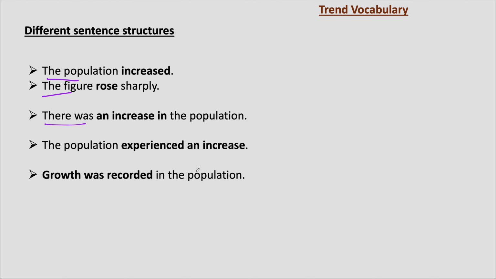We can also use phrases like experienced an increase. Instead of saying the population increased, we can say the population experienced an increase. Or we can write growth was recorded or an increase was recorded in the population. We use different structures only to avoid repetition. You don't need to know all of them. Just pick one or two structures that you're comfortable with and use them correctly.